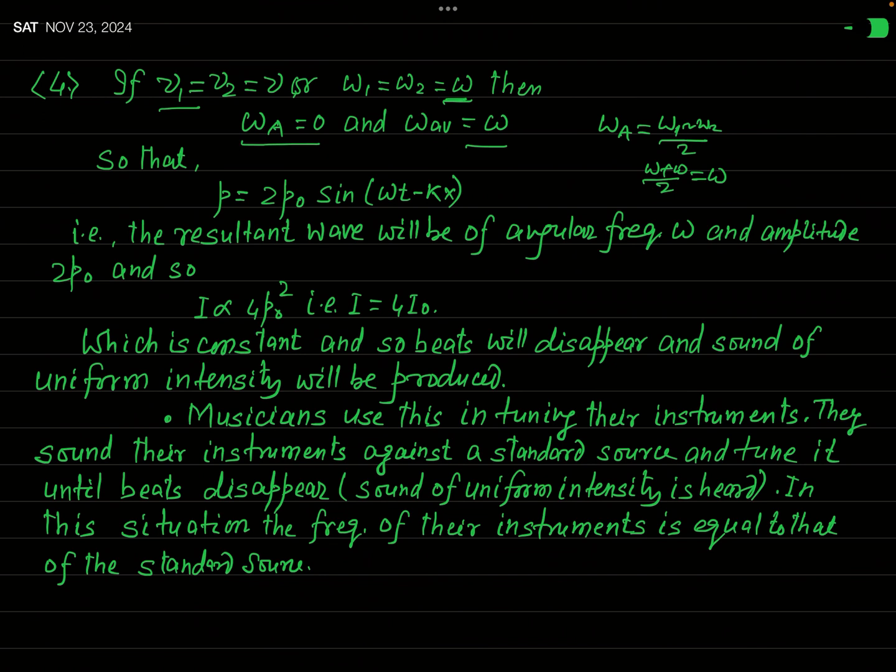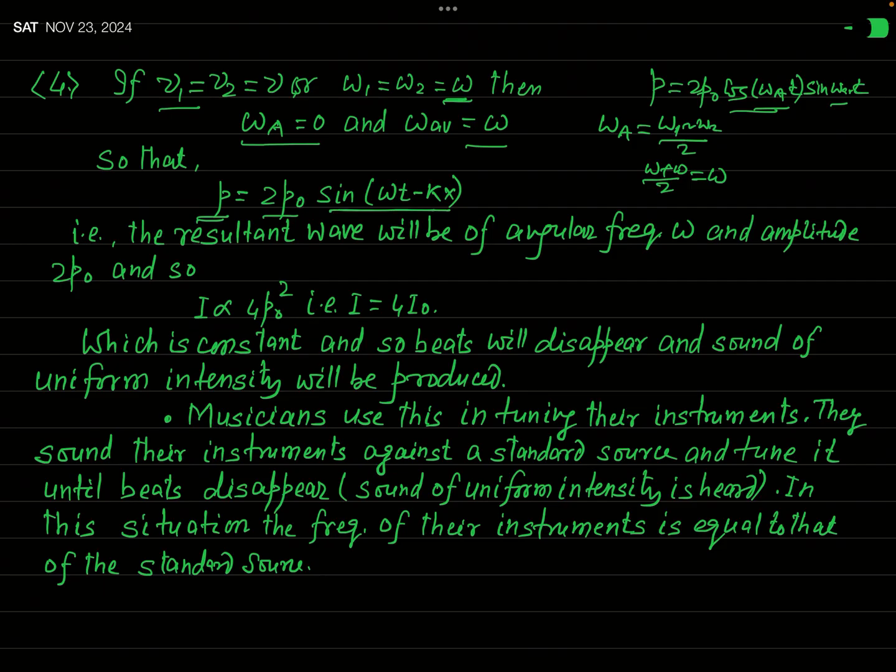In that condition, you can see our result for P was 2P naught cos omega A t times sine omega average t. But now omega A is 0, so cos 0 will be 1, and omega average is omega. So the equation for the resulting wave will be 2P naught sine (omega t minus kx). You can see I have not taken x equal to 0 here. When you take x equal to 0, the resulting wave will be simply 2P naught sine omega t.